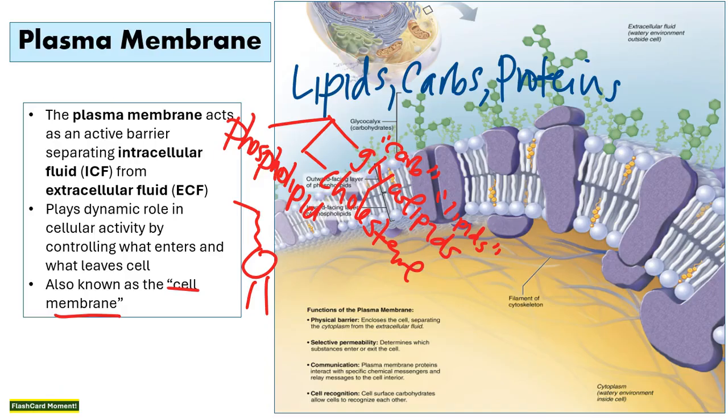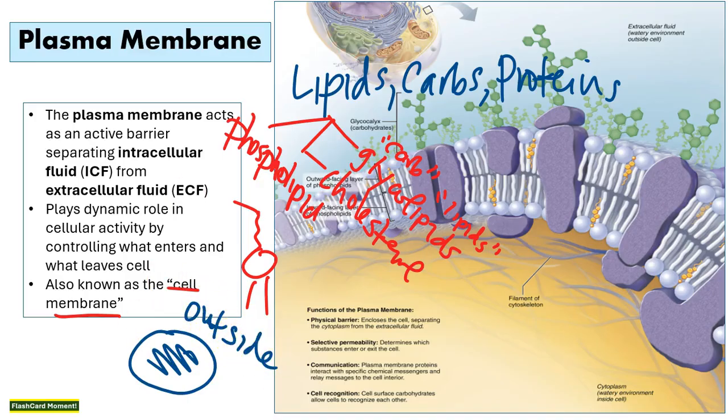Another thing as far as details you'll see is, because we're talking about a cell and we have everything inside the cell, you have two types of fluids. You have all the fluid or the watery environment outside the cell, and then you have everything that is going to be inside the cell. And the plasma membrane is going to regulate what comes in and out, and that's what the whole goal is.